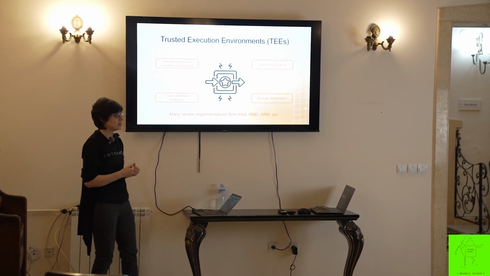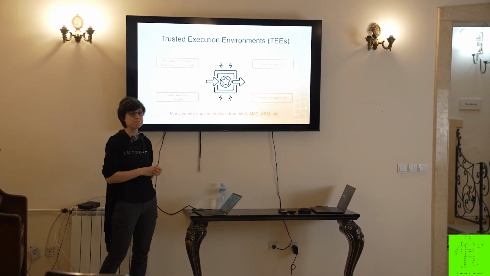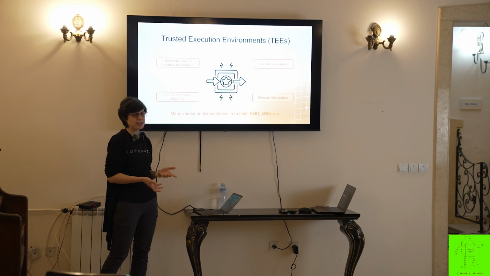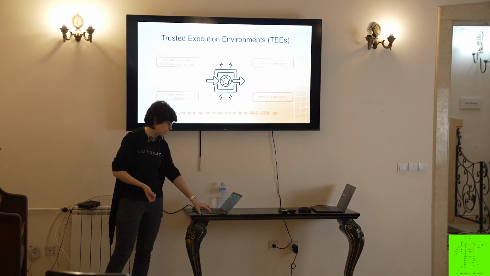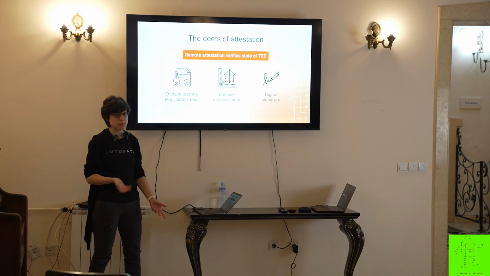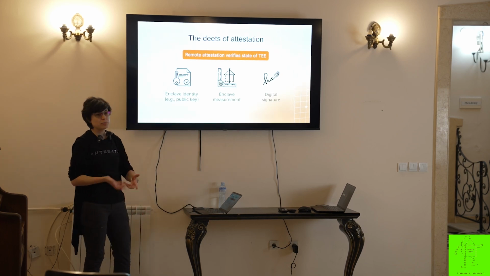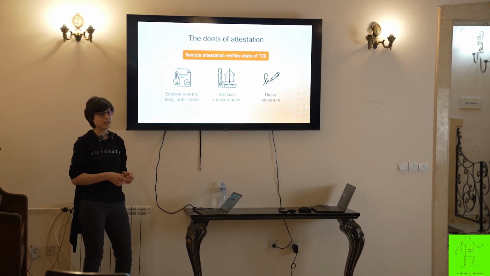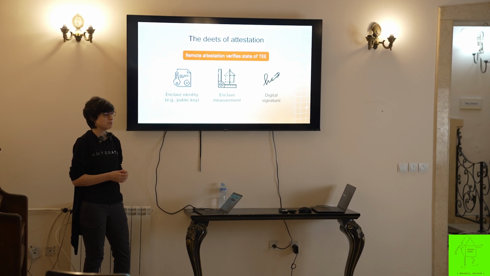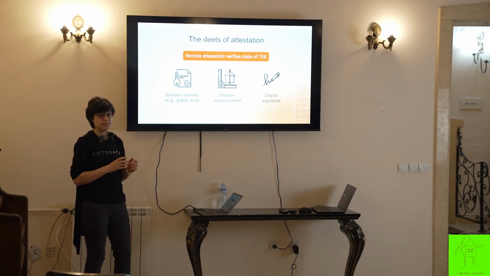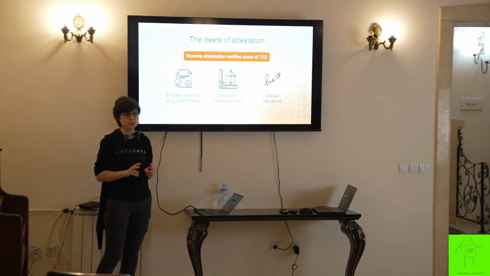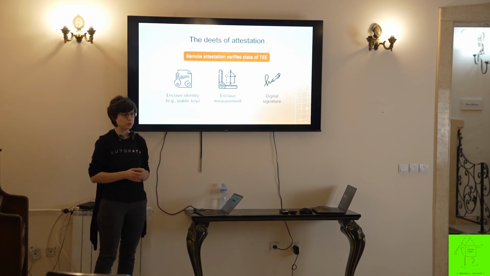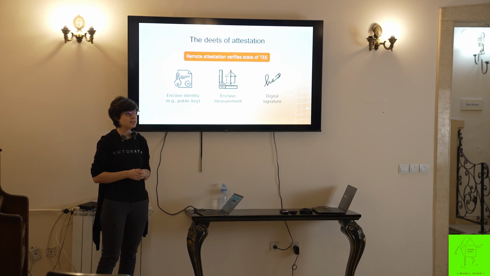So you might ask, how do I know that the machine that I'm interacting with is actually a TEE? And this is where remote attestation comes into the picture. Remote attestation allows an enclave to prove its identity by generating an attestation document, and only a legitimate TEE is able to produce a genuine attestation document.